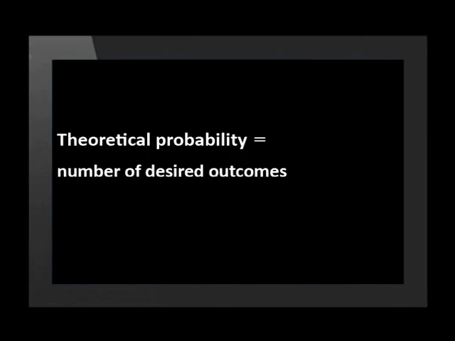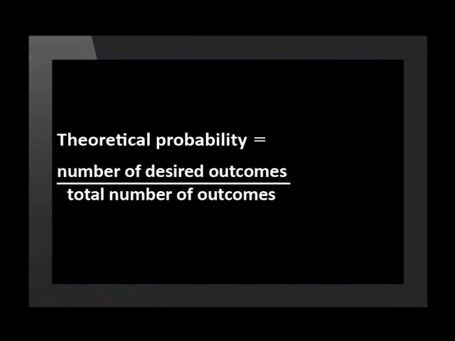Theoretical probability is the prediction of what will happen when we carry out an experiment an infinite amount of times. Theoretical probability equals the number of desired outcomes divided by the total number of possible outcomes.